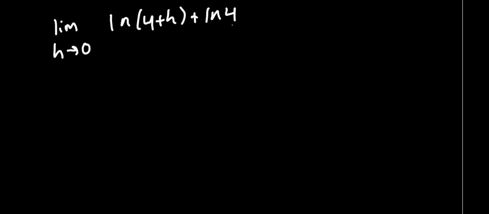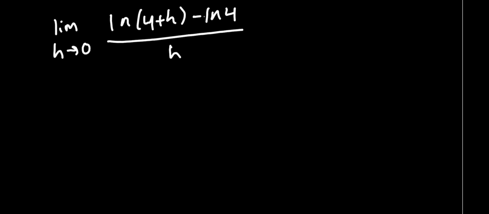Okay, our next problem is going to be a derivative in its limit form. So in this case, we'll have the limit as h approaches 0 of the natural log of 4 plus h minus ln 4, all over h. Okay, so let's find this limit here. So I'll give you a few seconds. You can pause the video if you want.